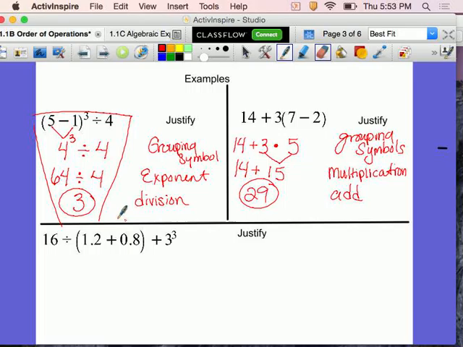I need to figure out what's in this group first. So kind of all this other stuff is going to get written down. 16 divided by what's in here? Plus 3 to the third power. So what's 1.2 plus 0.8, or 1 2/10 plus 8/10? That should be 2. Justification, grouping symbol.